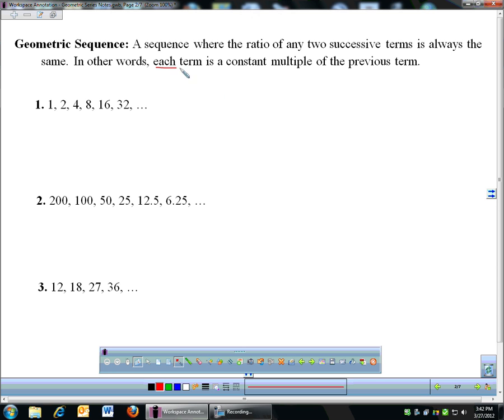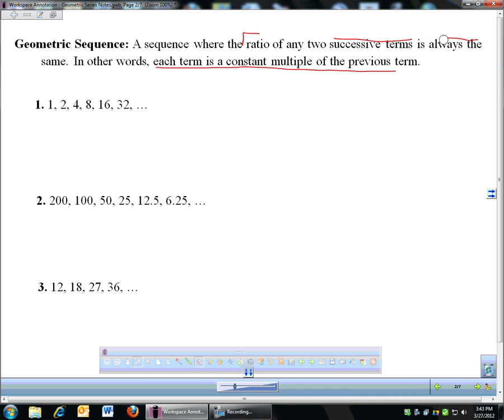In other words, each term is a constant multiple of the previous term. You can also think of it as the ratio of any two terms always being the same. So that's what a geometric sequence is. A few examples: number one here, 1 to 2 to 4 to 8 to 16 to 32. Each time I go from one term to the next, I'm always multiplying by 2. So this is a geometric sequence.